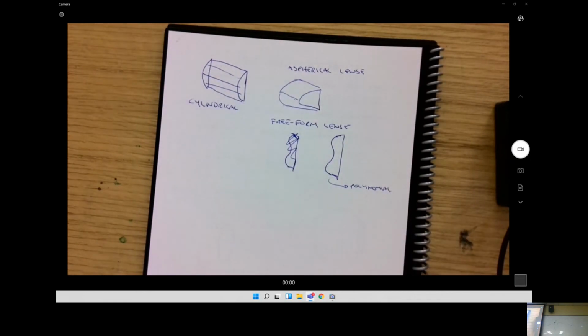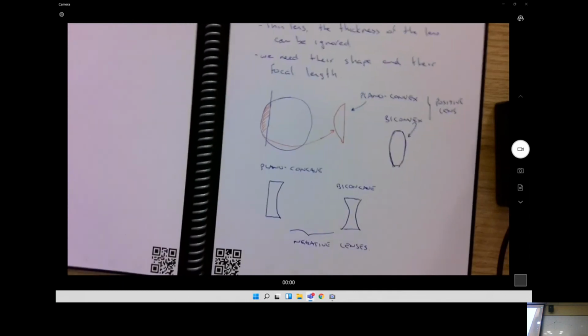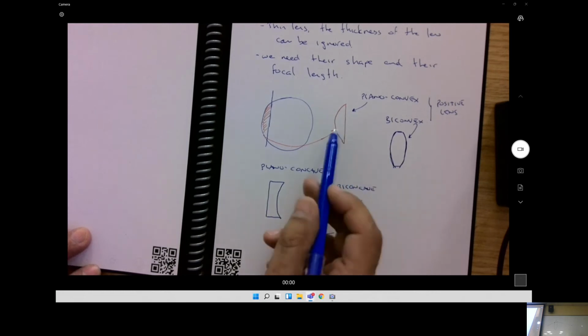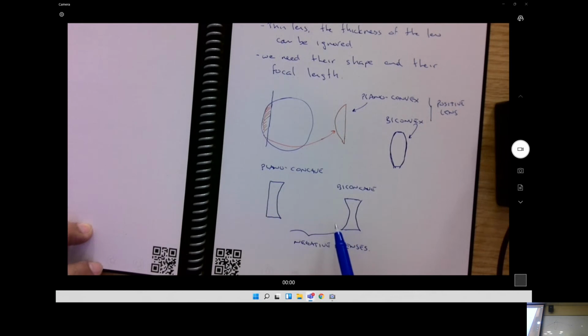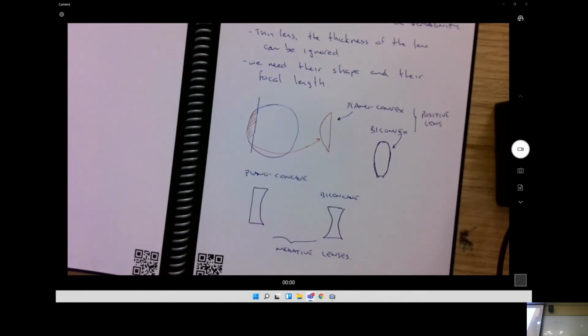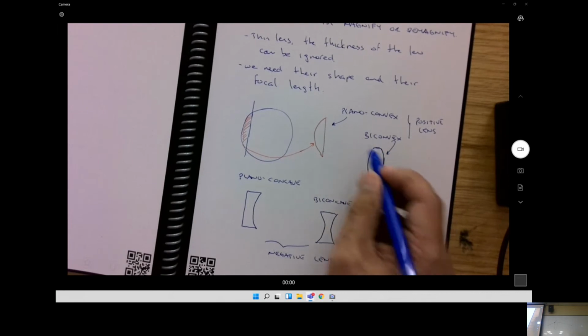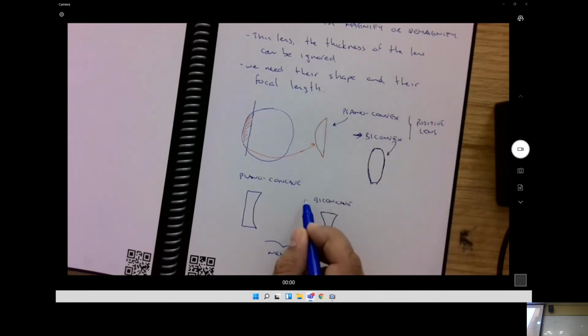Okay. Obviously, for the class, we're not going to be talking about aspherical, cylindrical, or freeform lenses. The ones that we're probably going to be using are just these lenses. And because we're only working with thin lenses, it really doesn't make any difference if you're working with plano convex or biconvex or plano concave or biconcave. The shape matters if you are working with thick lenses, but if it's a thin lens, it doesn't matter. So for the class, we're only going to be assuming biconvex and biconcave.